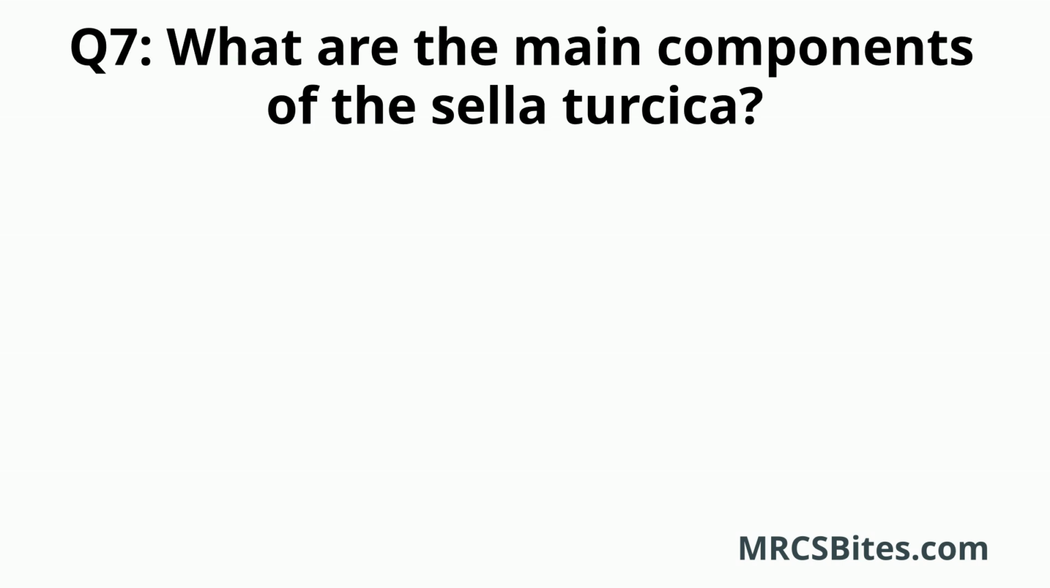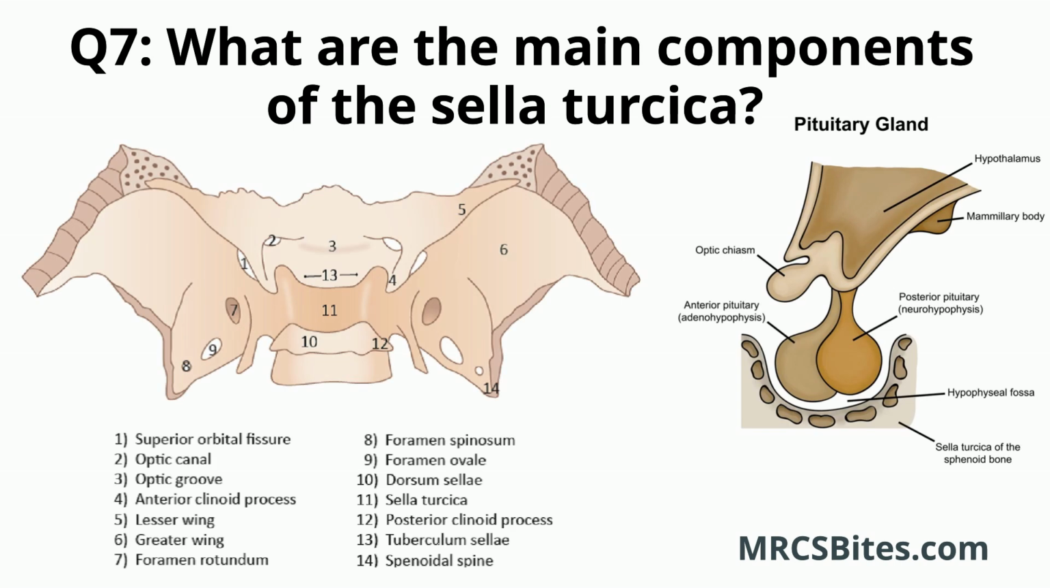Question 7. What are the main components of the sella turcica? The sella turcica, a saddle-shaped depression on the superior surface of the body of the sphenoid bone, has several main components. Tuberculum sellae is the anterior border of the sella turcica, which forms the posterior margin of the chiasmatic groove. Hypophyseal fossa, also called pituitary fossa, is the central deepest part of the sella turcica, which houses the pituitary gland.